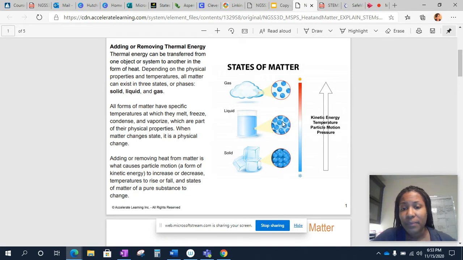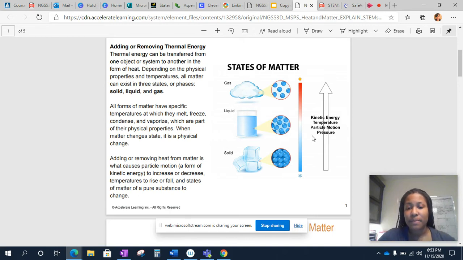The liquid has a slightly higher kinetic energy than the solid. And then the gas, those particles have the highest number or level of kinetic energy. So that's why the arrow here is going up. The particle motion even increases, and so does the pressure.